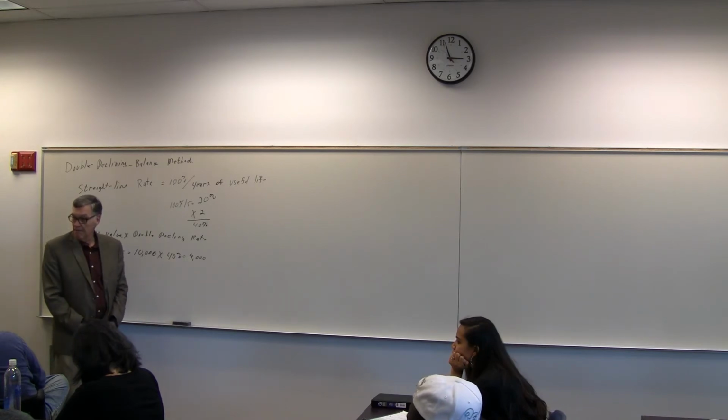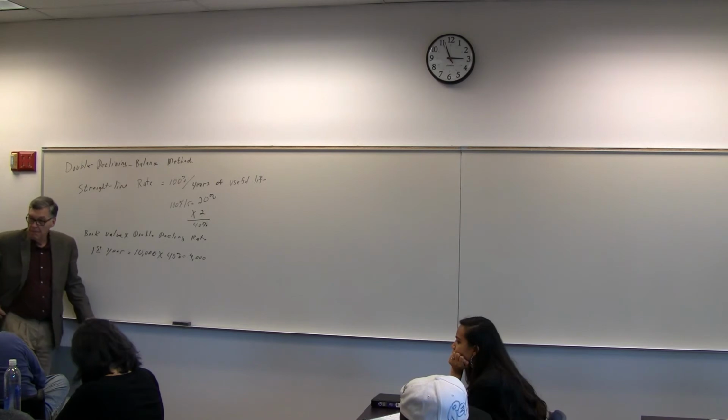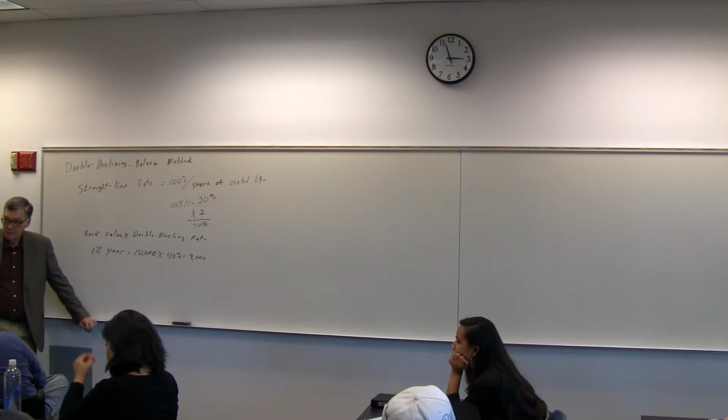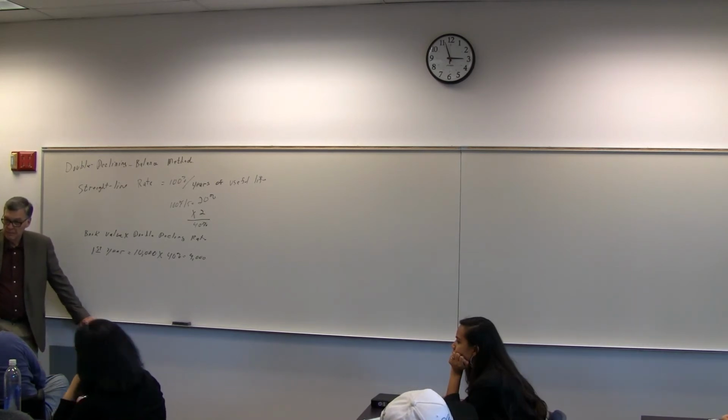Yeah. So, I'm kind of confused. So like what happens, let's say, the first year you lose 40%, and the second year you lose another 40%?